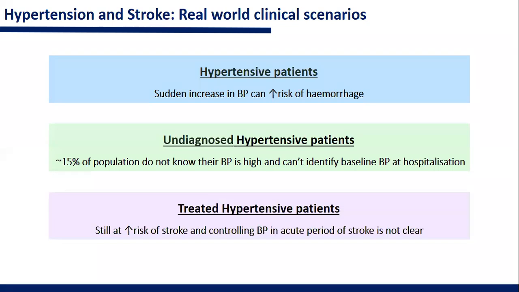Third is the treated hypertension. So if a patient is treated with antihypertensive medication before they had a stroke, they are still at risk of having a stroke in future. It is still unclear how the blood pressure should be controlled in these patients during the acute stroke period.